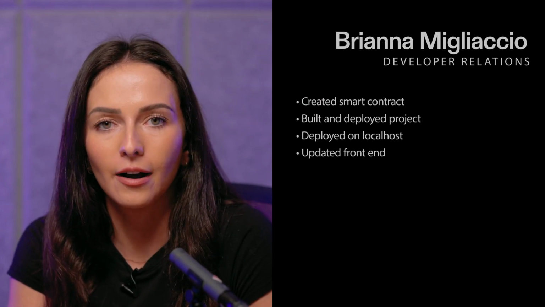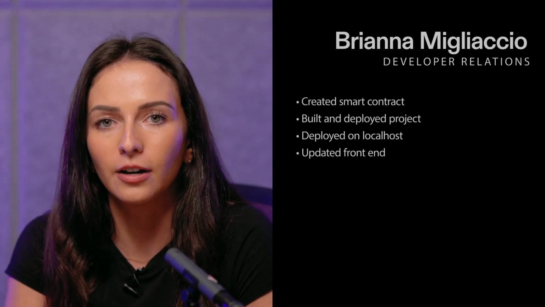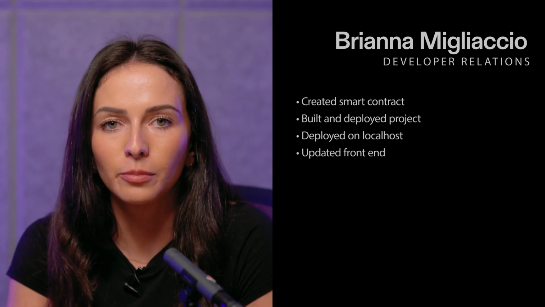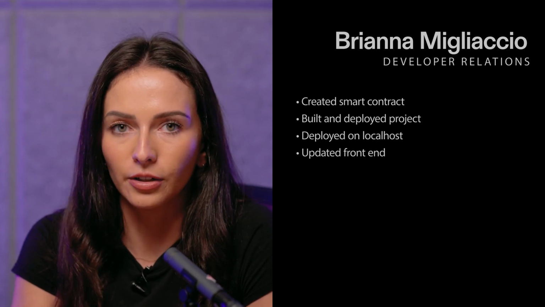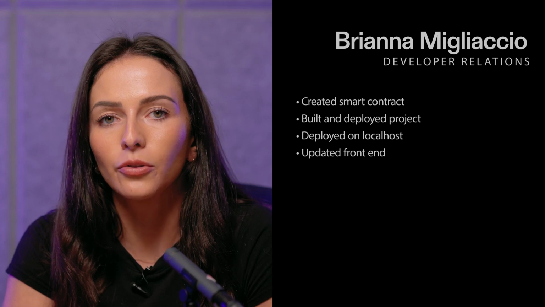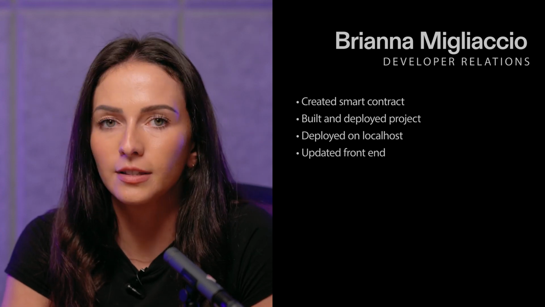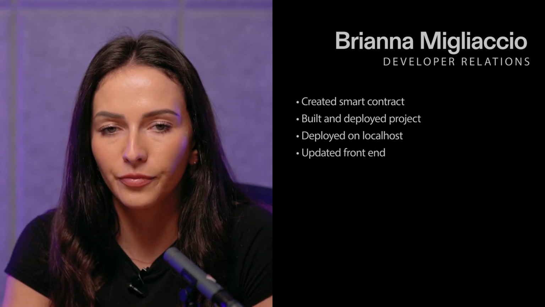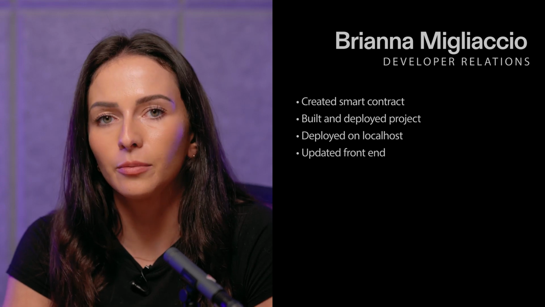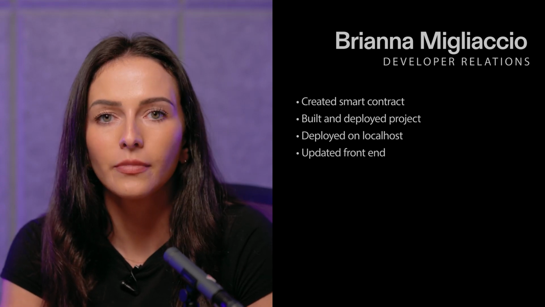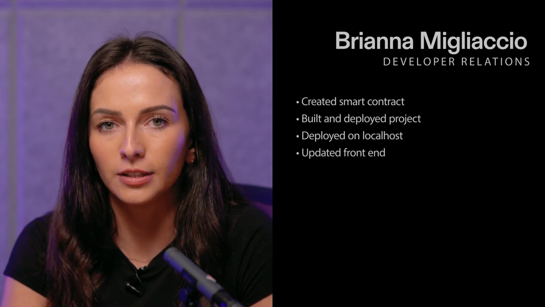So now to recap everything that we've done so far, we've created our smart contract using Anchor in our Anchor workspace. We've built the project and deployed it also using Anchor. We deployed onto our local host, so we're running a Solana test validator locally on our computer. And then we've updated the front end to be able to connect to our wallet and execute smart contract instructions.